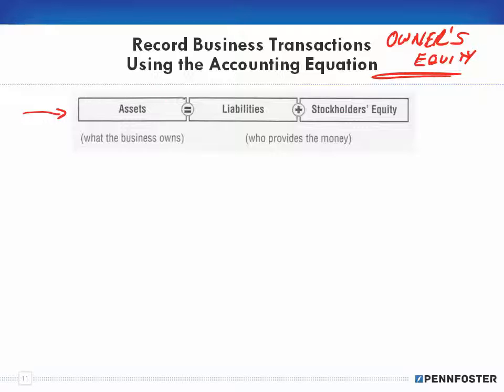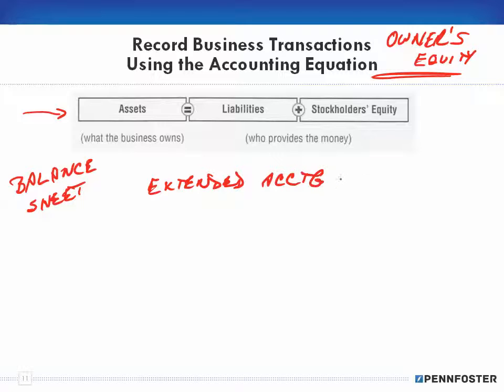Now, the accounting equation shows up on the balance sheet. All of the asset accounts, liability accounts, and equity accounts are on the balance sheet. There is what is called an extended accounting equation, and the extended accounting equation is basically assets is equal to liabilities plus equity plus revenues minus expenses.